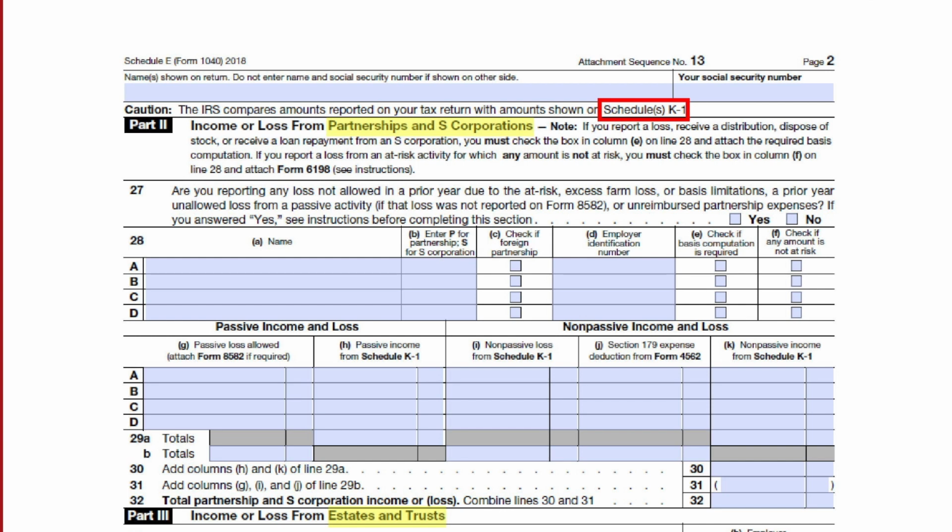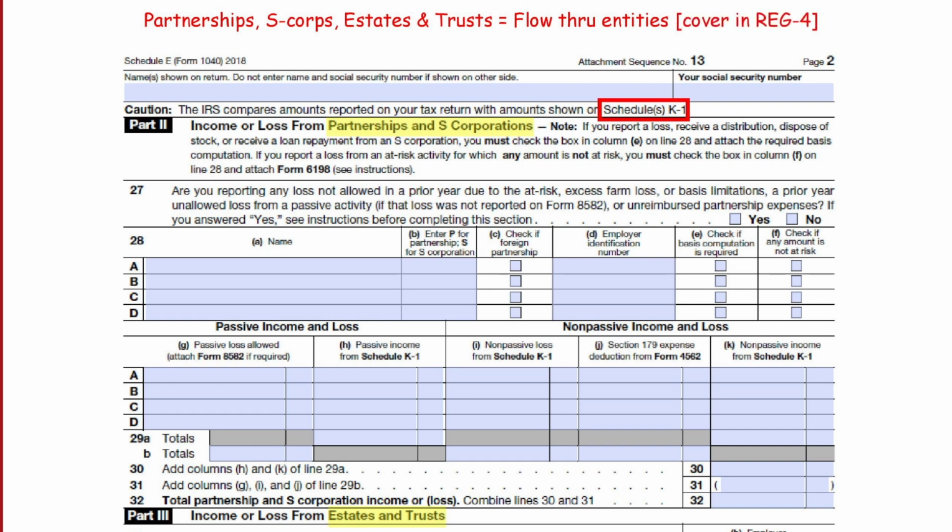So on top of this page, make a note right there: partnerships, S corps, estates and trusts. All of these are flow through entities. And we're going to cover them all in Reg 4.